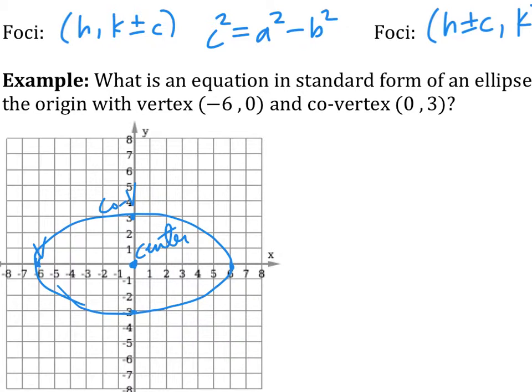Okay, these questions, no matter what kind of information they give you, you always want to find H, K, A, B, C. Those are the things that will help you figure everything out. What is HK in this case? 0, 0. Okay, talk to your partner. How long is A? Talk to your partner.